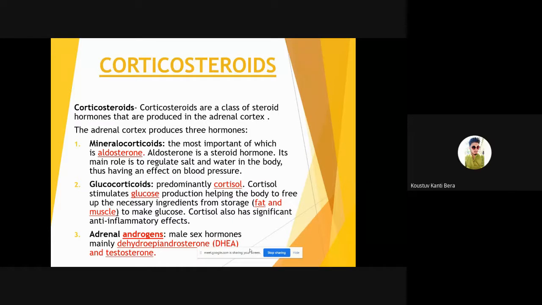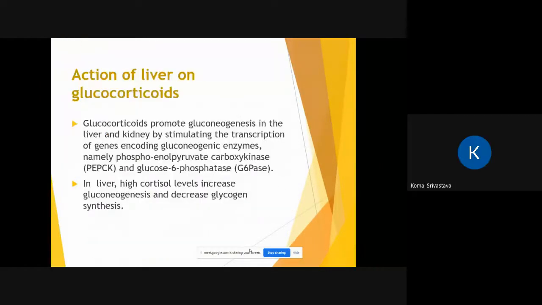First, steroid. We should know about steroids. Steroid is a biologically active organic compound, chemicals or hormones, that act as anti-inflammatory drugs. Corticosteroids are a class of steroid hormone that is produced in the adrenal cortex. There are three main types of corticosteroid: mineralocorticoids, glucocorticoids, and androgens. Sir, next slide.